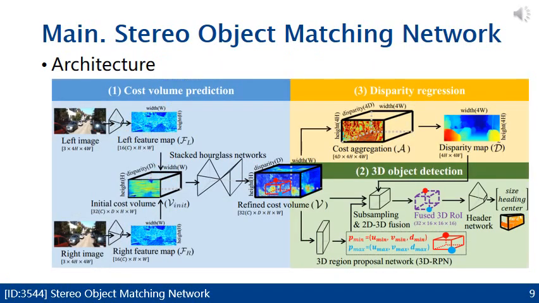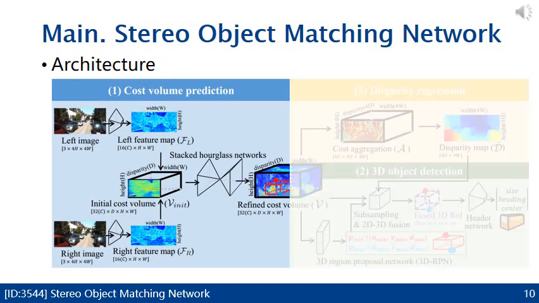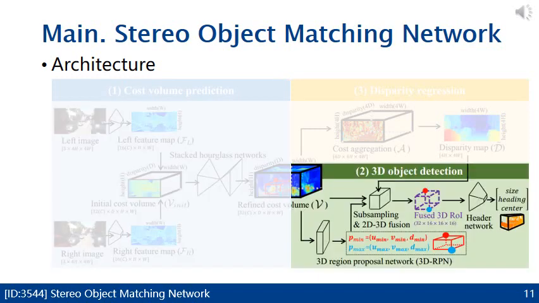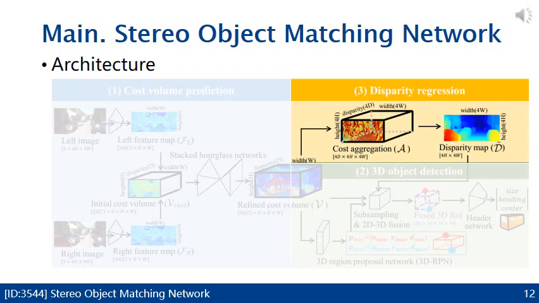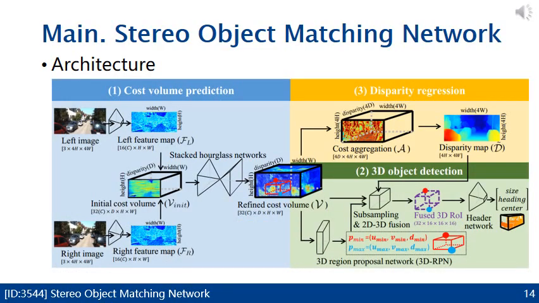Before we concretely describe our contribution, we first explain the overall architecture of our method. The first stage is coarse volume prediction, which estimates image feature maps as well as the initial coarse volume from the given stereo images. Second, the 3D object detection branch, which performs 3D vehicle detection with the help of the 3D region proposal network and header network. Lastly, the disparity regression branch, which finally regresses the disparity map from the initial coarse volume. Finally, our network is designed to estimate the disparity map as well as 3D vehicle detection.